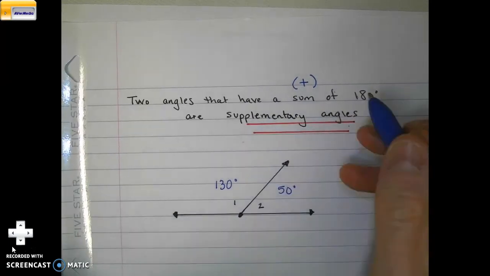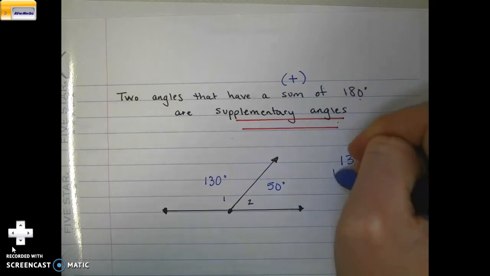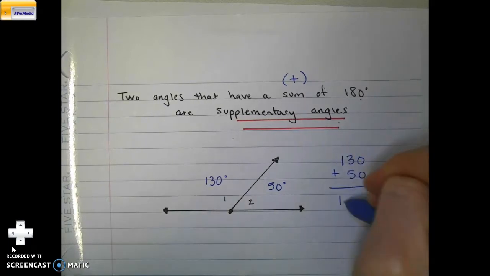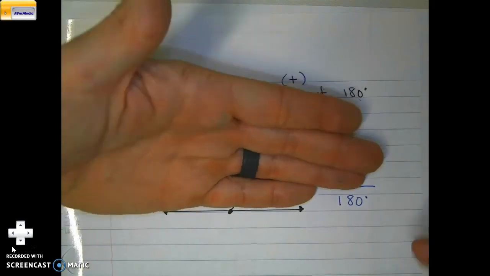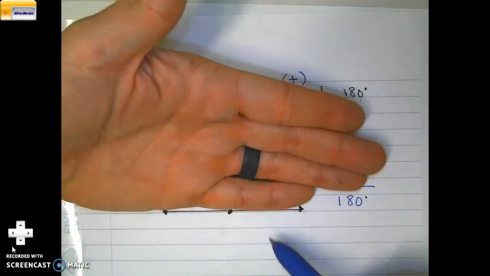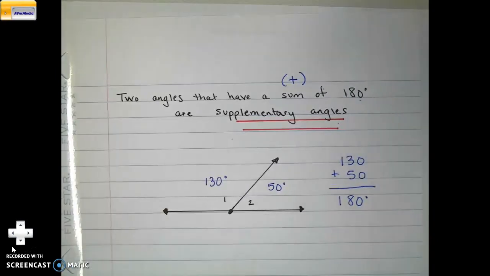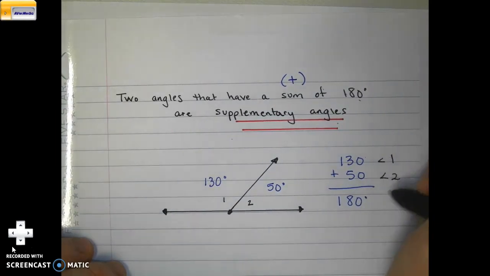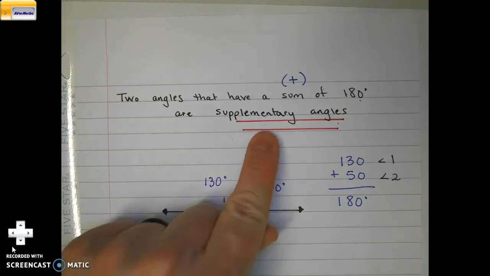Well, if I were to take these two angles, 130 plus 50 degrees, that is going to equal 180 degrees. Look at the bottom right here. That is a straight angle. So this plus this equals 180. So in other words, angle 1 plus angle 2 is going to equal 180, which makes them supplementary angles.